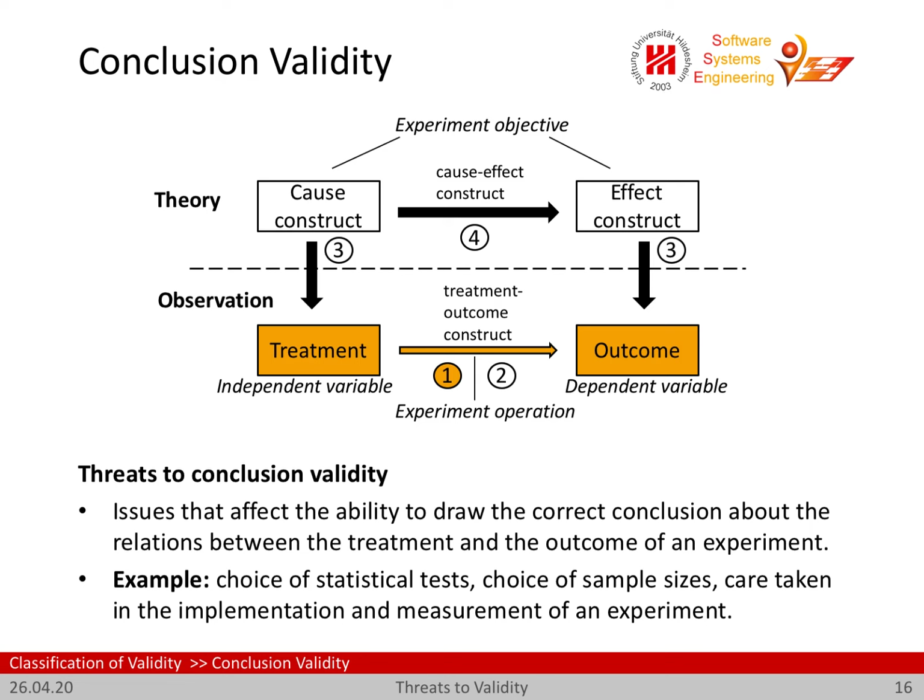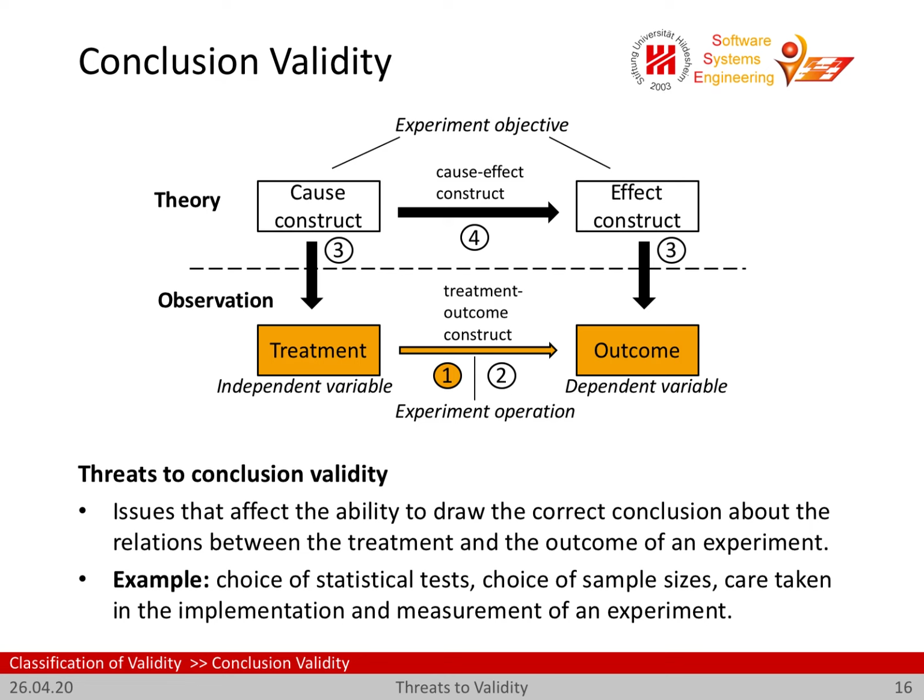Now let's discuss the individual types of validity. Let's start with conclusion validity. Conclusion validity is basically describing whether the kind of conclusion we draw is supported by the data. Meaning we are looking at the experiment operation and we try to identify whether that statistically makes sense. So threats to conclusion validity correspondingly are issues that affect the ability to draw the correct conclusion about the relations between the treatment and the outcome of an experiment.